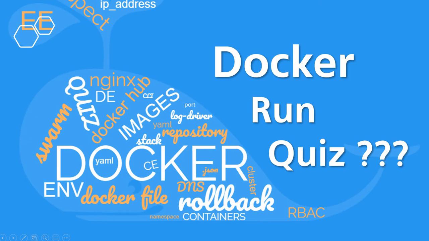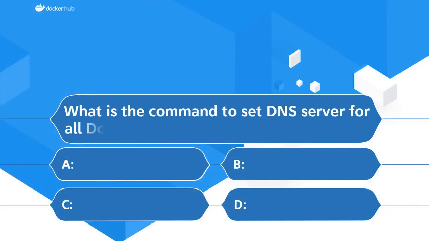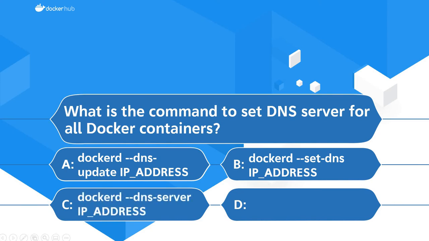Let's get quizzed. What is the command to set DNS server for all Docker containers? A. Docker DNS update IP_address. B. Docker set DNS IP_address. C. Docker DNS server IP_address. D. Docker DNS IP_address. Your time starts now.